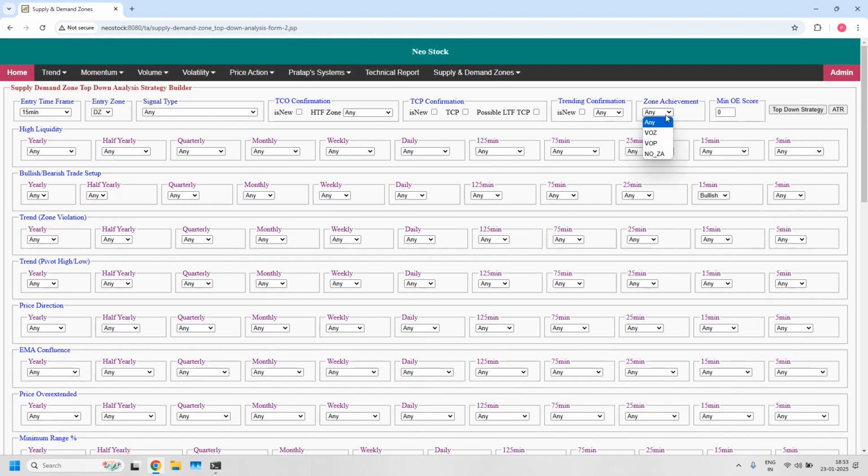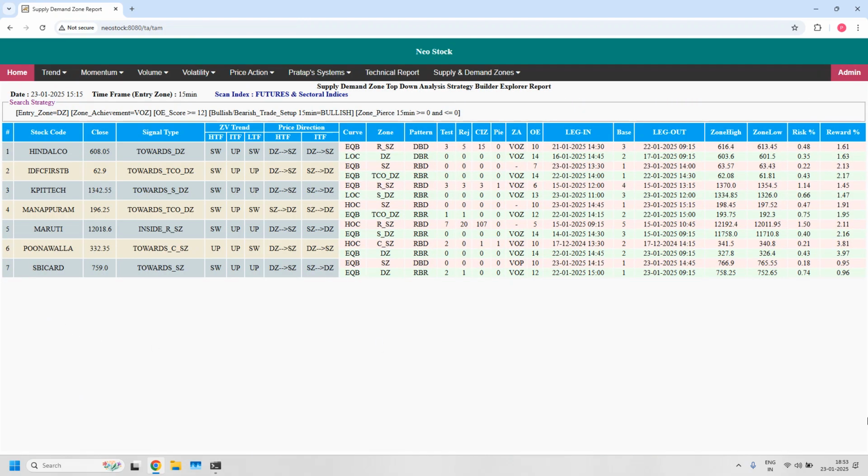Zone achievement violated opposing zone, minimum odd enhancer score 12. All 3 filters are applied to 15 minutes demand zone. Let's filter. We got 7 stocks. And these 7 stocks are supporting bullish trade setup for daily income trade, and entry time frames are 15 minutes demand zones, entry zones. Out of these 7 15 minutes demand zones, some are high liquidity demand zones. They are already having high probability for those zones.